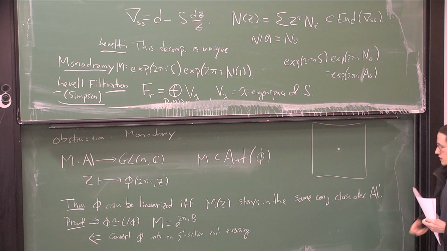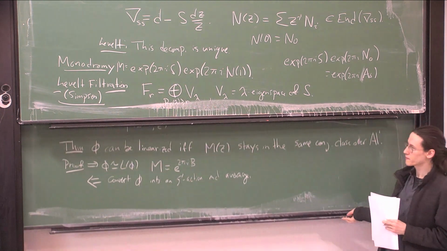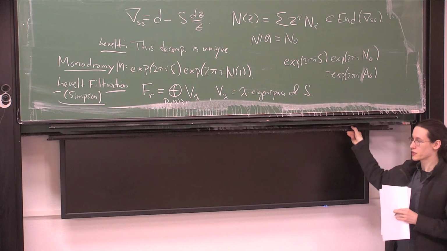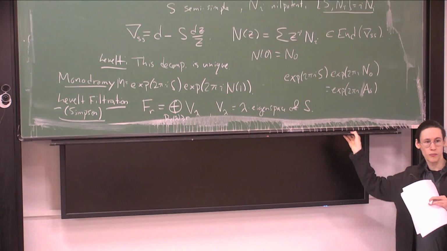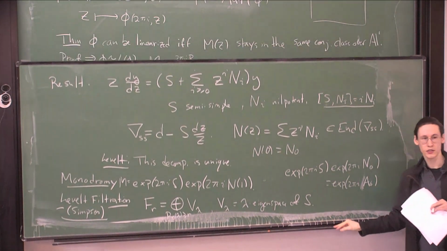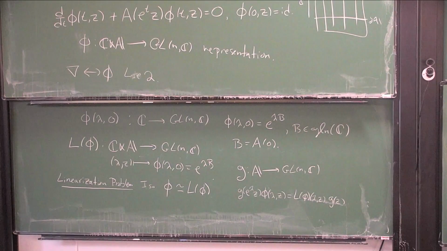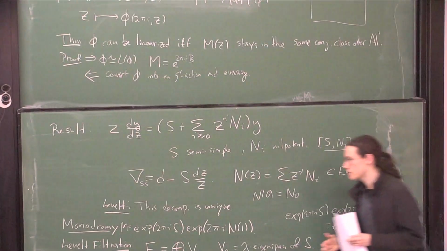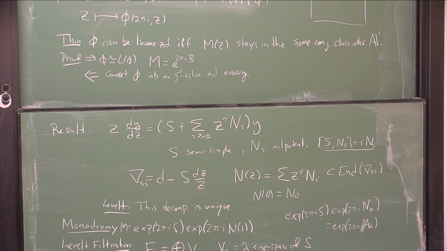So that's the idea for the Jordan decomposition, that you want to remove that extra part of the monodromy that's causing you a problem. Once you remove it, then you can just linearize. So that's what I want to explain now.